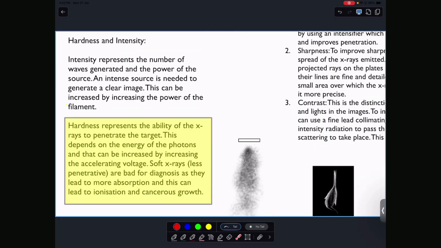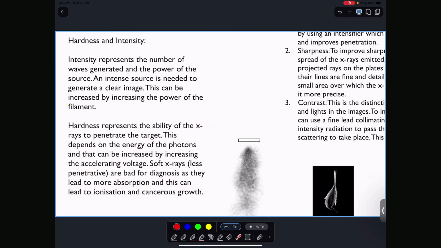Okay, so intensity represents the number of waves generated by a power source. An intense source is needed to generate a clear image. This can be increased by increasing the power of the filament. So filament power, more electrons can be released. More electrons means more X-rays. That's more intense, right? Then this part: hardness represents the ability of the X-ray to penetrate the target.